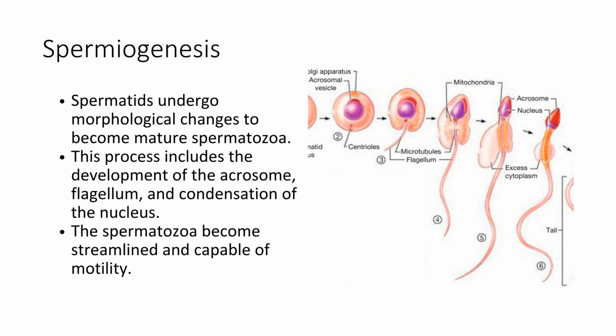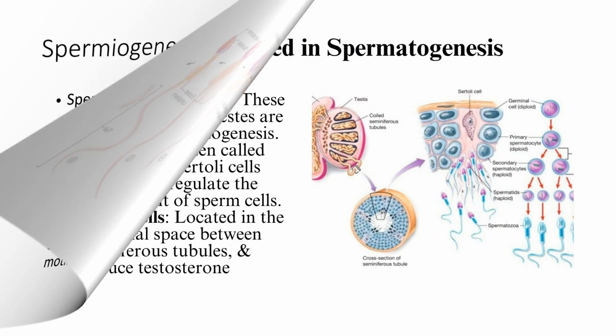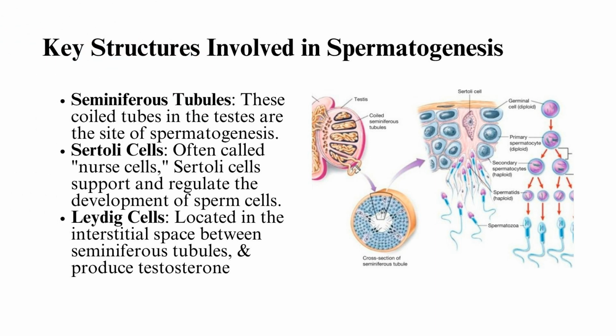Mature spermatozoa. The final structure of the sperm consists of the head, containing the nucleus and acrosome, midpiece containing mitochondria for energy, and tail, flagellum for motility. Key structures involved in spermatogenesis. Seminiferous tubules. These coiled tubes in the testes are the site of spermatogenesis. The seminiferous tubules are lined with Sertoli cells that provide nourishment and structural support for the developing sperm.